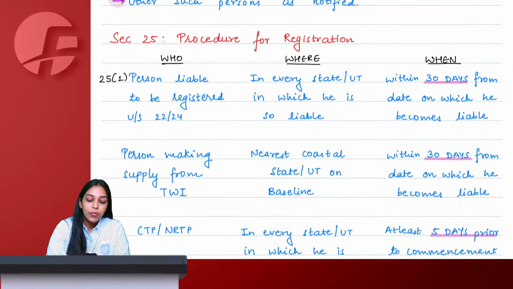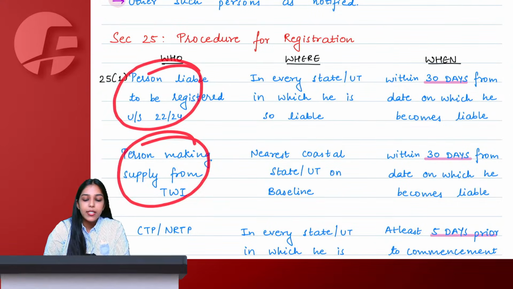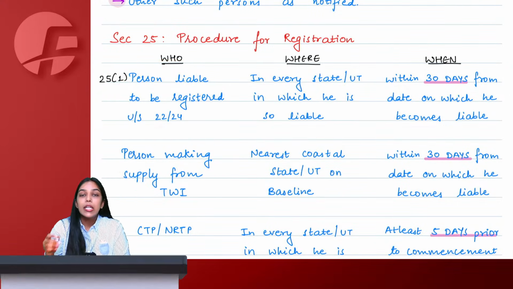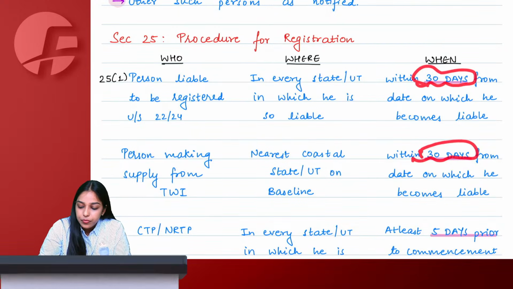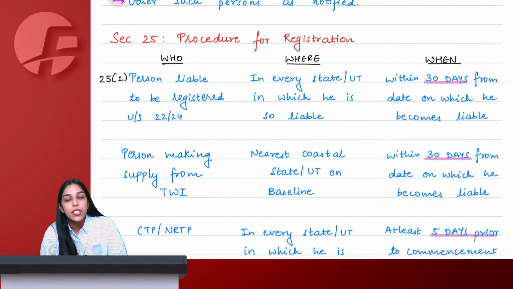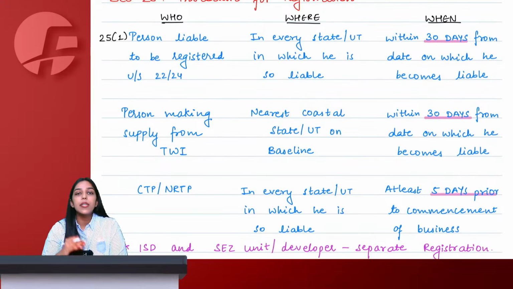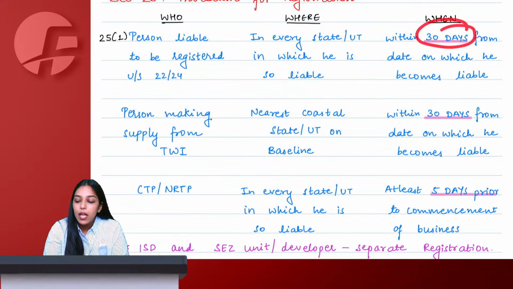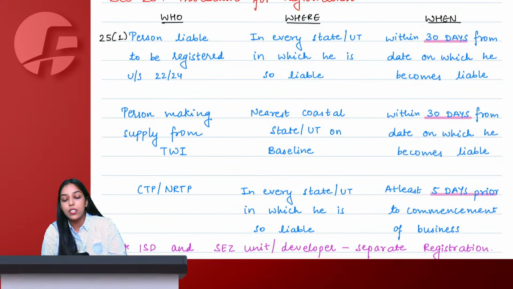Within how many days, ma'am? So normally a person who is liable to take registration, from the day on which they become liable, within 30 days from here, this person is required to take registration. So we will say that every person who is actually liable to take registration, be it from territorial waters or from a normal state or UT, within 30 days will have to apply for registration.